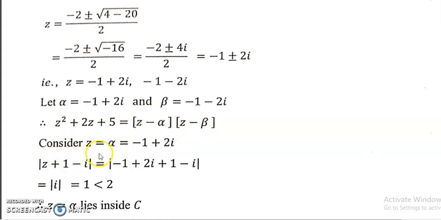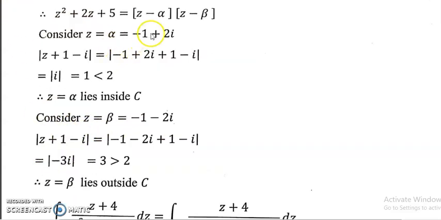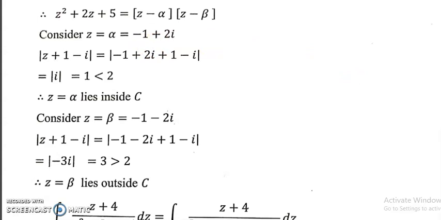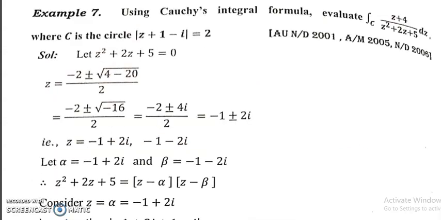Now consider z = alpha. We have to verify whether this alpha point lies inside the curve or outside the curve. So we take the curve. What is the curve here? It is a circle, right? Here you see C is the circle |z + 1 - i| = 2. Whenever you get an equation like this, we treat it as a circle. We know it is a circle, also it is given.